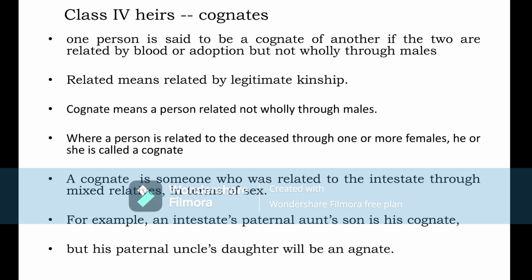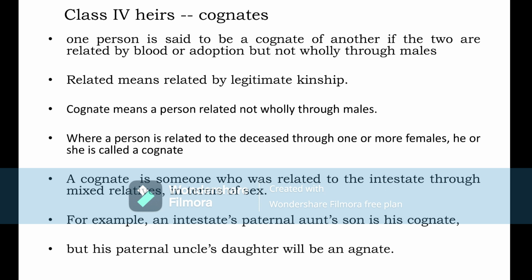So when a person is related to the deceased through one or more females, then he or she is called a cognate. A cognate is someone who was related to the intestate through mixed relatives, both male and female. Son's daughter, son's daughter's son, son's son's daughter. Mixed relation. Whenever there is a mixed relation in the line, it is a cognate.